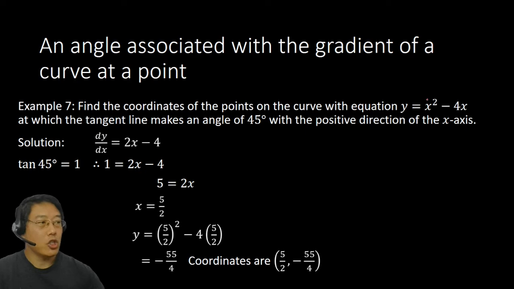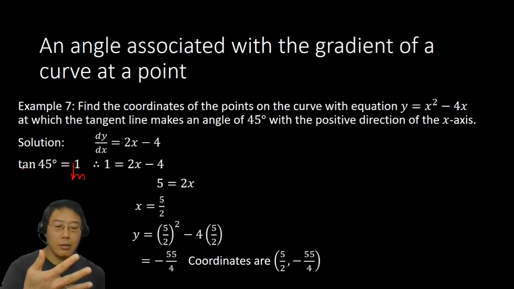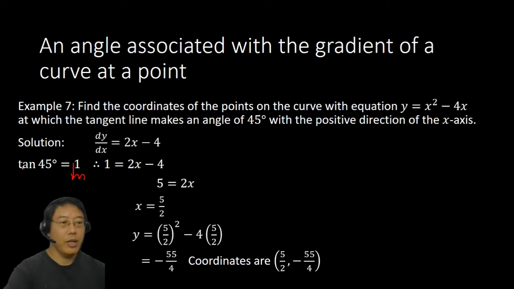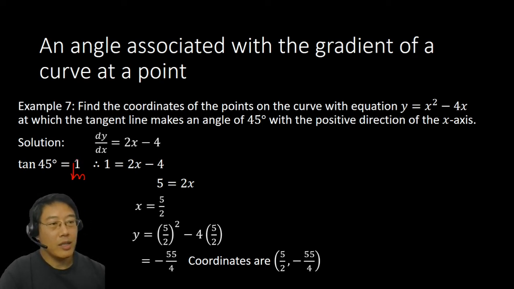So first you differentiate x squared minus 4x. You get 2x minus 4, which is a variable expression in terms of x. Because you have your angle, you know that the gradient of the tangent has to be equal to tangent of 45 degrees. 45 degrees, remember, is doing your ratio, and that gives you 1.